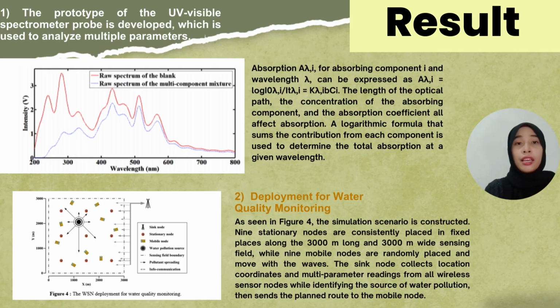Absorption at wavelength lambda i can be expressed as A(lambda i) = log10(I0(lambda i)/I(lambda i)) = k(lambda i) * b * c_i. The length of the optical path, the concentration of the absorbing component, and the absorption coefficient all affect absorption. Logarithmic.